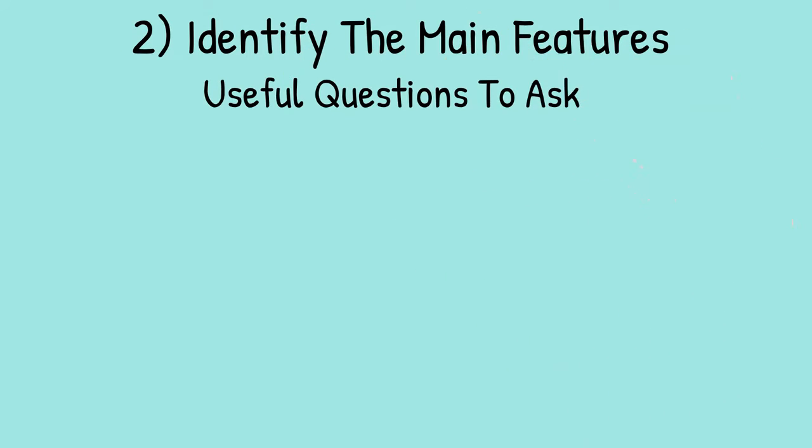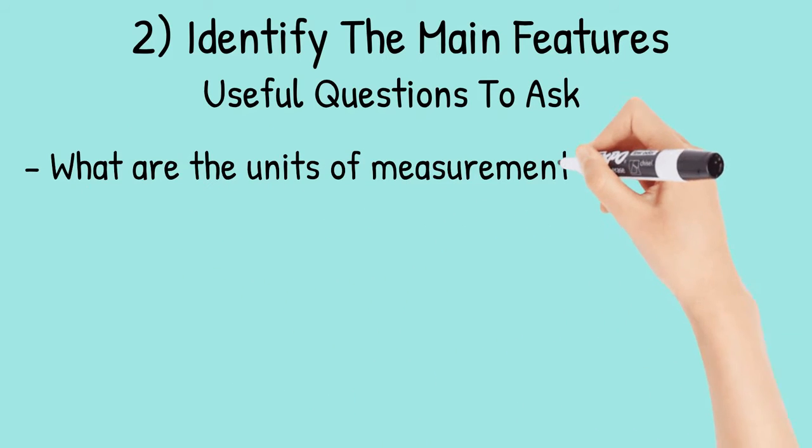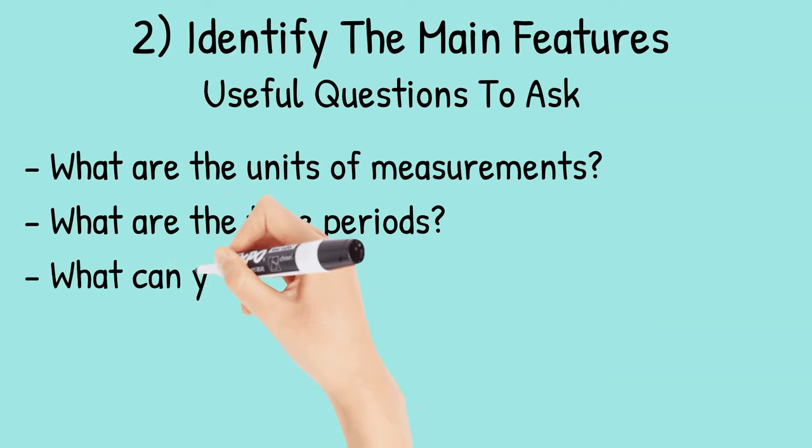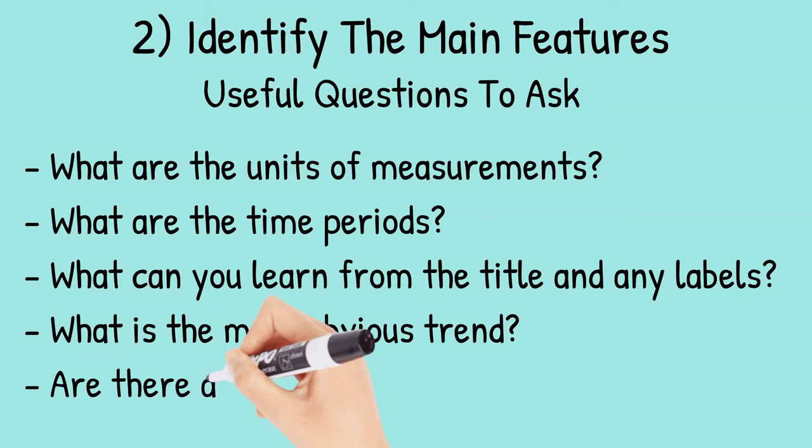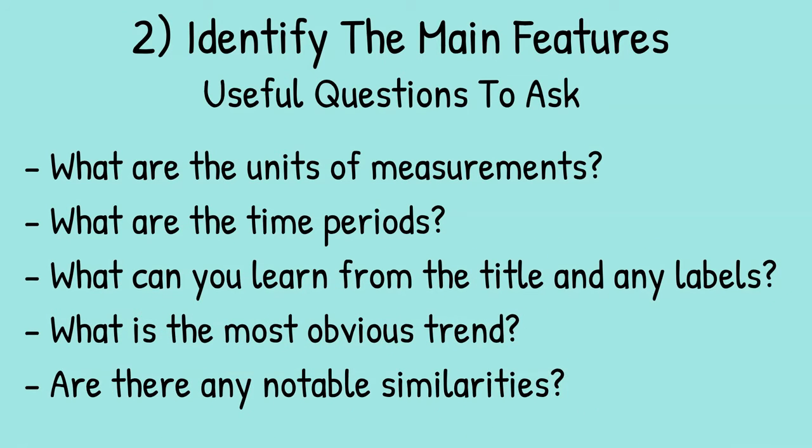However, this can be a challenge as tables generally contain a lot of information, making it difficult to pick out the key features. Use the information in the graphic to help you identify them. Here are some useful questions to ask. What are the units of measurement? What are the time periods? What can you learn from the title and any labels? What is the most obvious trend? Are there any notable similarities?